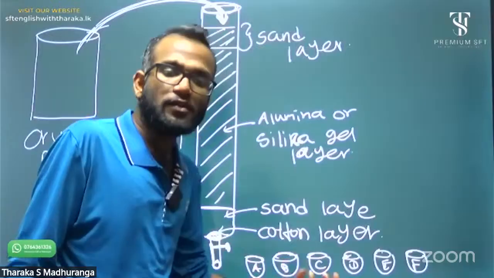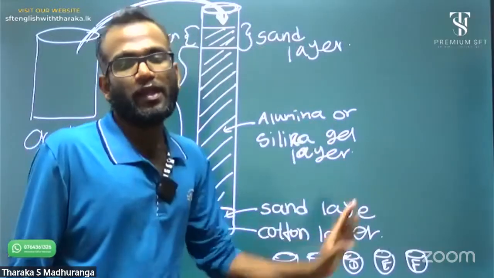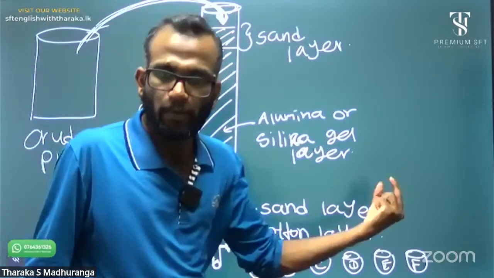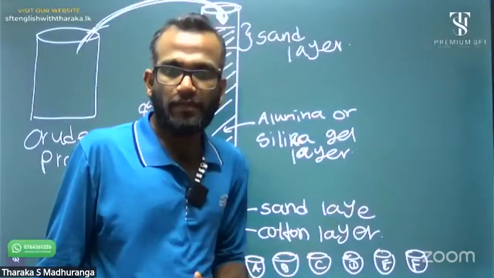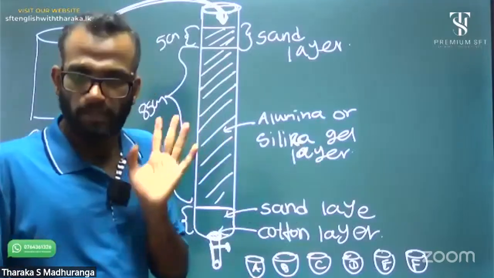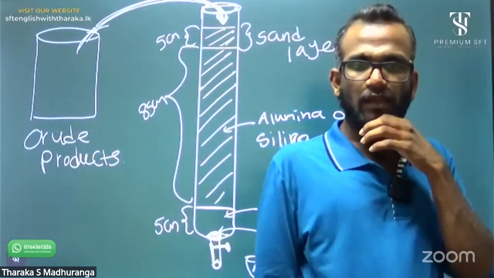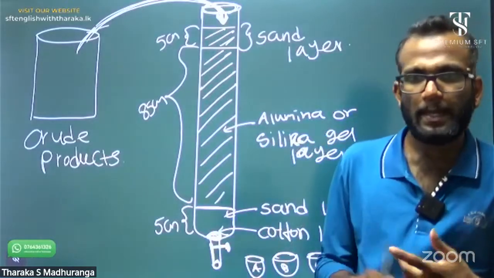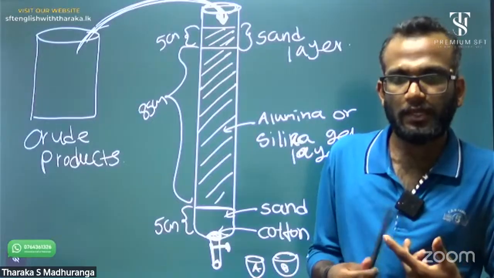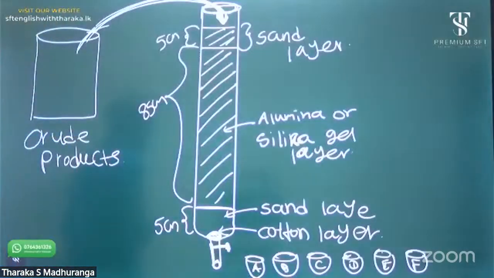Okay, this separated crude product we can use with thin layer or paper chromatography separately. Understood? With thin layer or paper chromatography we can identify. It is not an identification method, it's only a separation method. Clear? It's only a separation method, not an identification method.